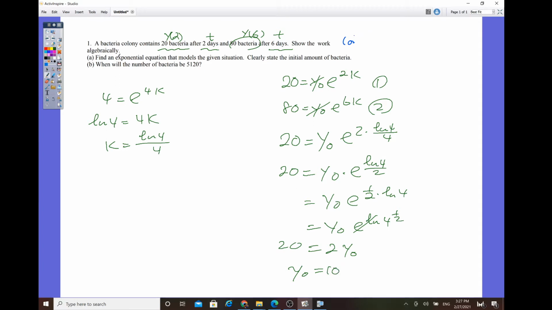Okay? So find the equation of the model. We just did it. So for A, rewrite it: y of t equals the initial 10 times e to the power of k, which is natural log of 4 over 2, times t. And for those of you who might be wondering, can I rewrite this in a simpler form, like 10 times e to the power of natural log of square root of 4 times t?